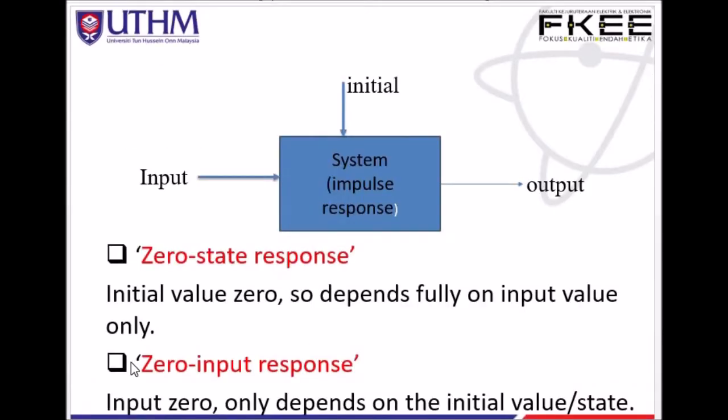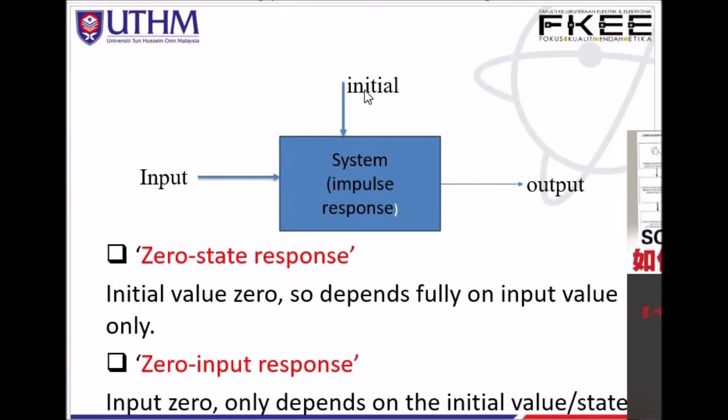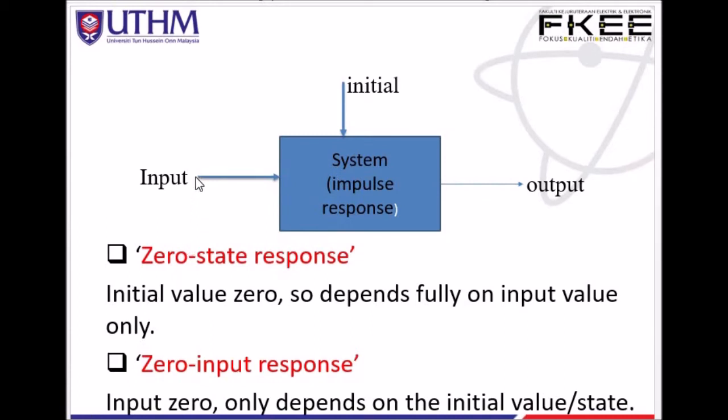Now we go back to the slide. As I told you just now, you have the input, then the system impulse response, and then you have the output. Somehow the impulse response may have an initial condition, either zero-state response or zero-input response. If zero-state response, it means that the initial value is 0, so it depends fully on the input value only. If zero-input response, this means that the input is 0 and it only depends on the initial value or initial state.